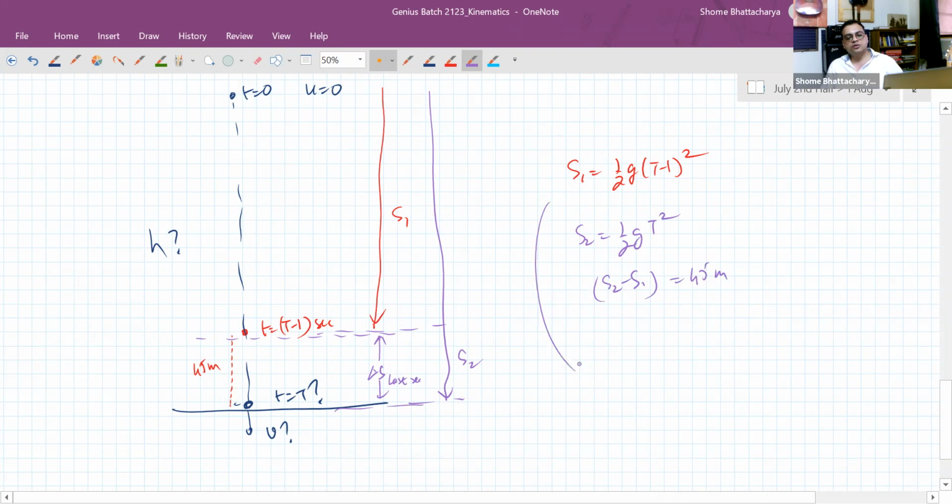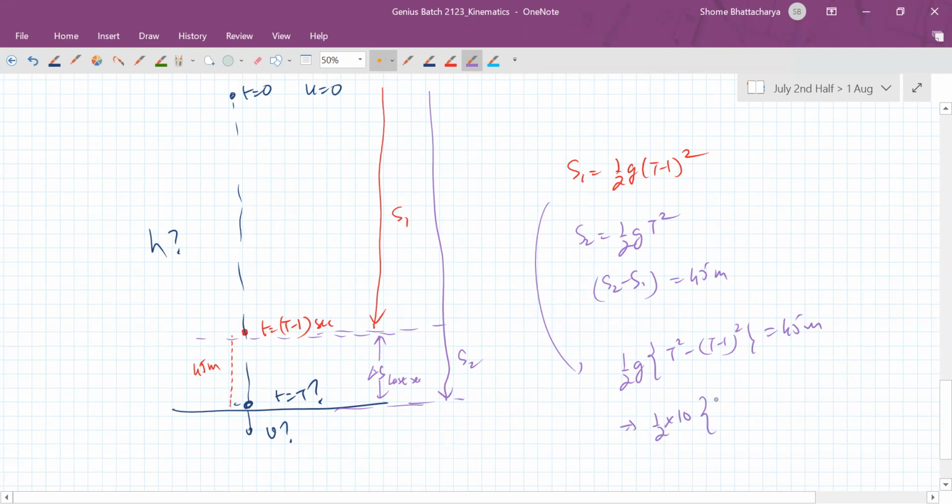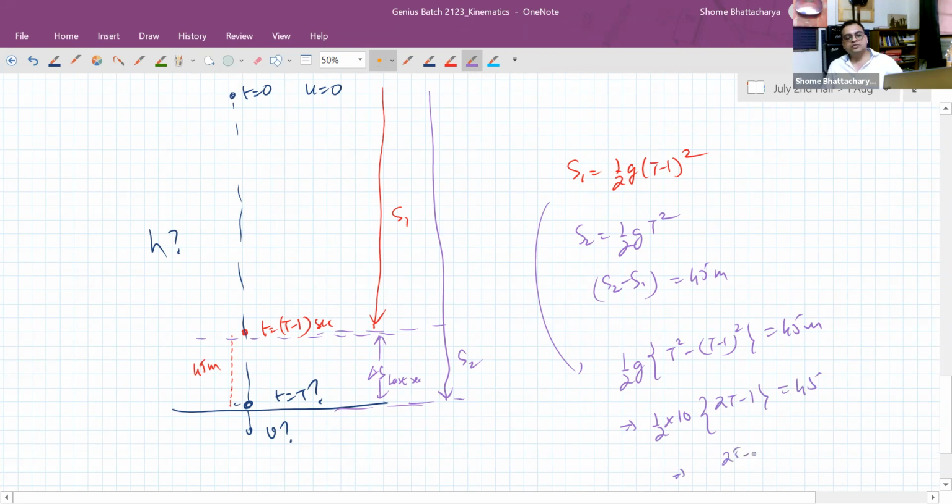So that's the easiest way of solving the problem. Half g T square minus (T minus 1) whole square, that is 45 meters. So from this I'll directly get what my capital T is. You'll see 2T minus 1 is 9, so T is equal to 5 seconds. So as I told you, the total time is 5 seconds. That's why the final second was the 5th second, from t equal to 4 to t equal to 5. So this is the formula based way of doing the question.